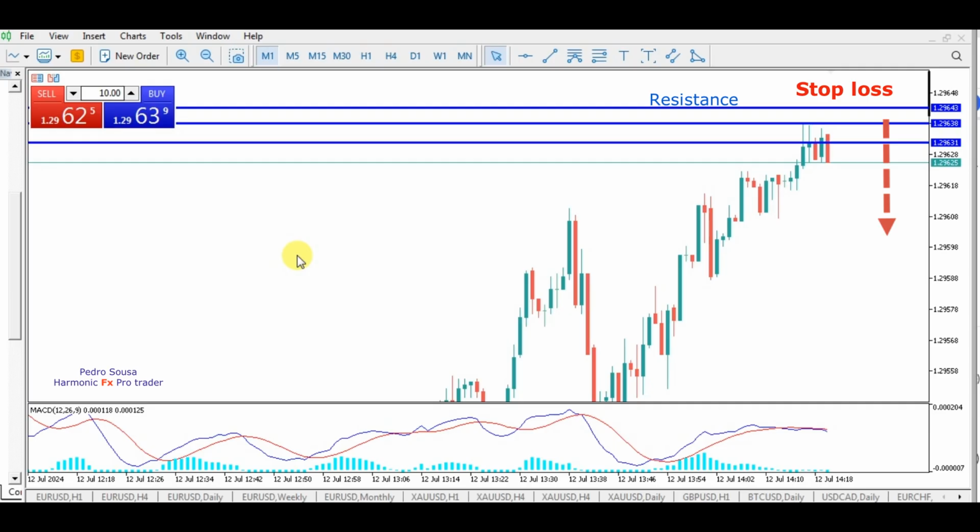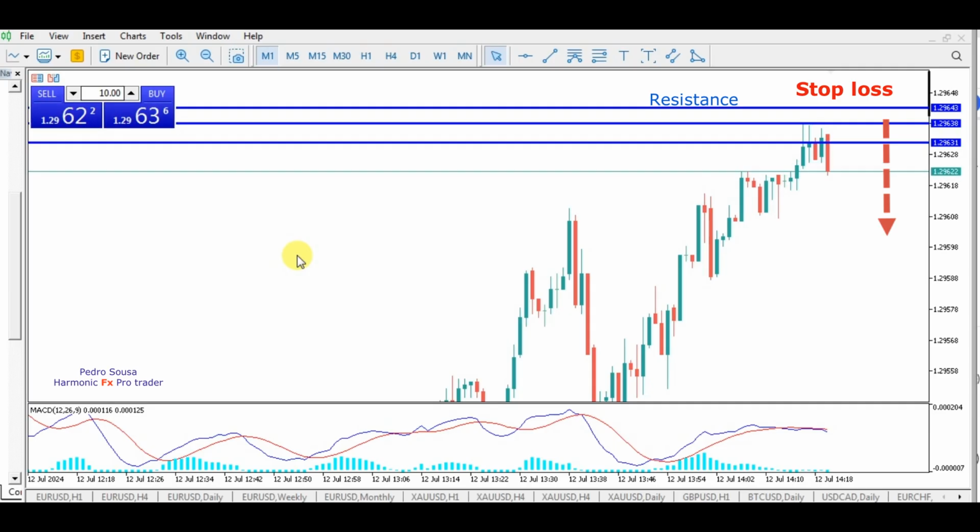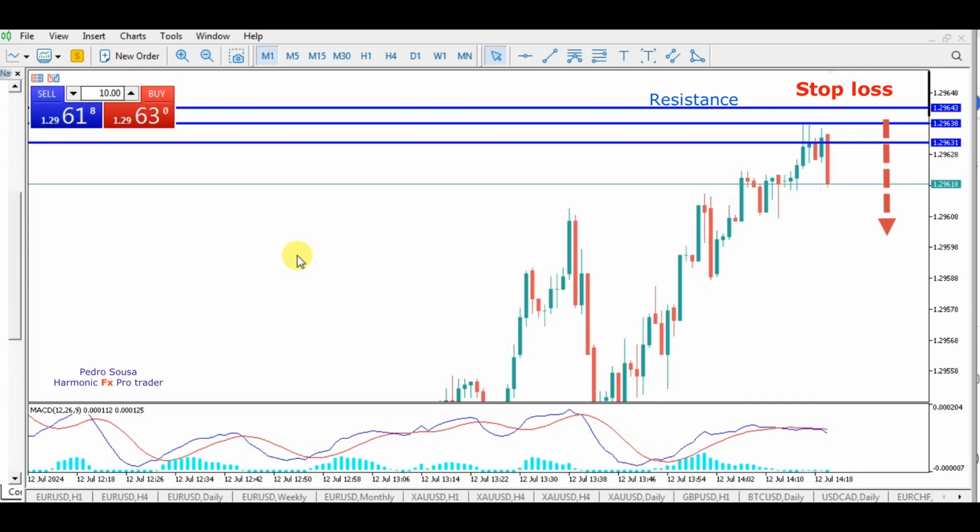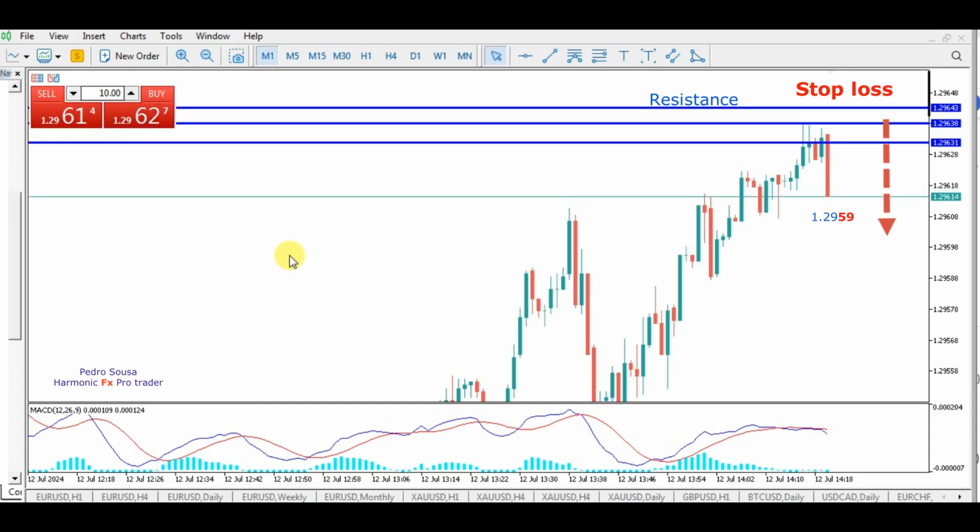In this case, we enter the market at 129.64. The stop loss will have to go at 129.69. And the first target profit would be the 129.59. And this is usually the part where you have to wait for your profits to come to you.